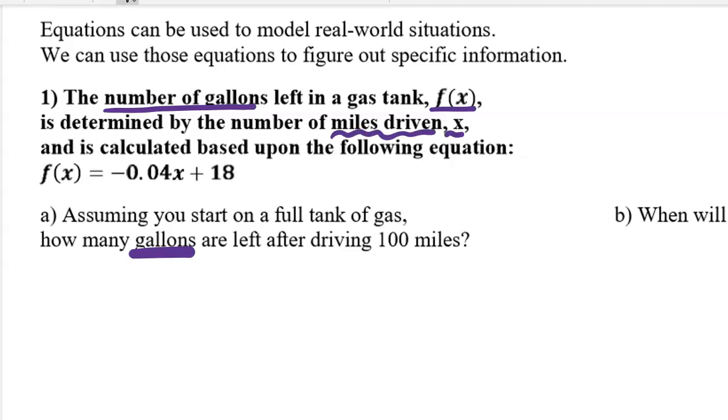Miles driven. So if you don't have a highlighter, then use different ways to denote your variables and representation. So we are looking for how many gallons are left. Is that x or is that f of x? F of x, okay. Then what is given to us? What do we know? 100 miles. So that is what variable? X. Okay, so we know x. We're looking for f of x.